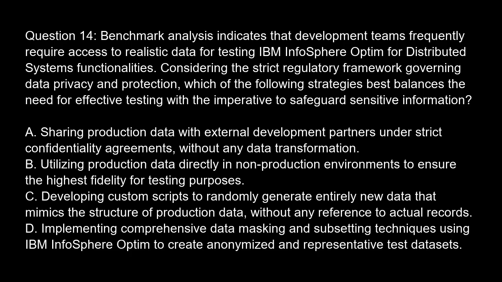Option A. Sharing production data with external development partners under strict confidentiality agreements, without any data transformation. Option B. Utilizing production data directly in non-production environments to ensure the highest fidelity for testing purposes. Option C. Developing custom scripts to randomly generate entirely new data that mimics the structure of production data, without any reference to actual records. Option D. Implementing comprehensive data masking and subsetting techniques using IBM InfoSphere Optim to create anonymized and representative test datasets.